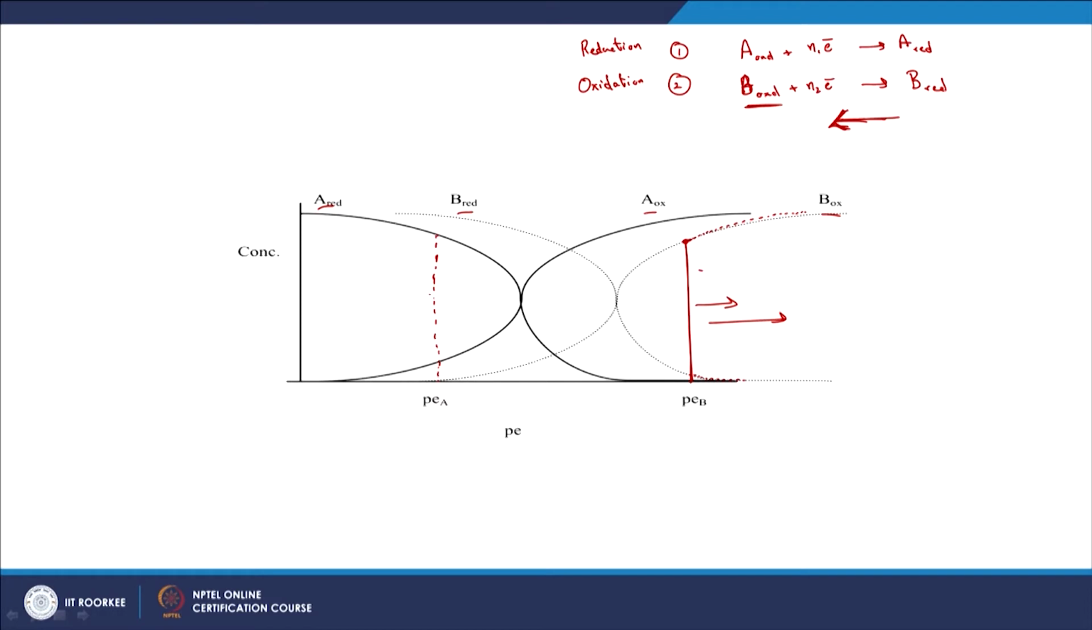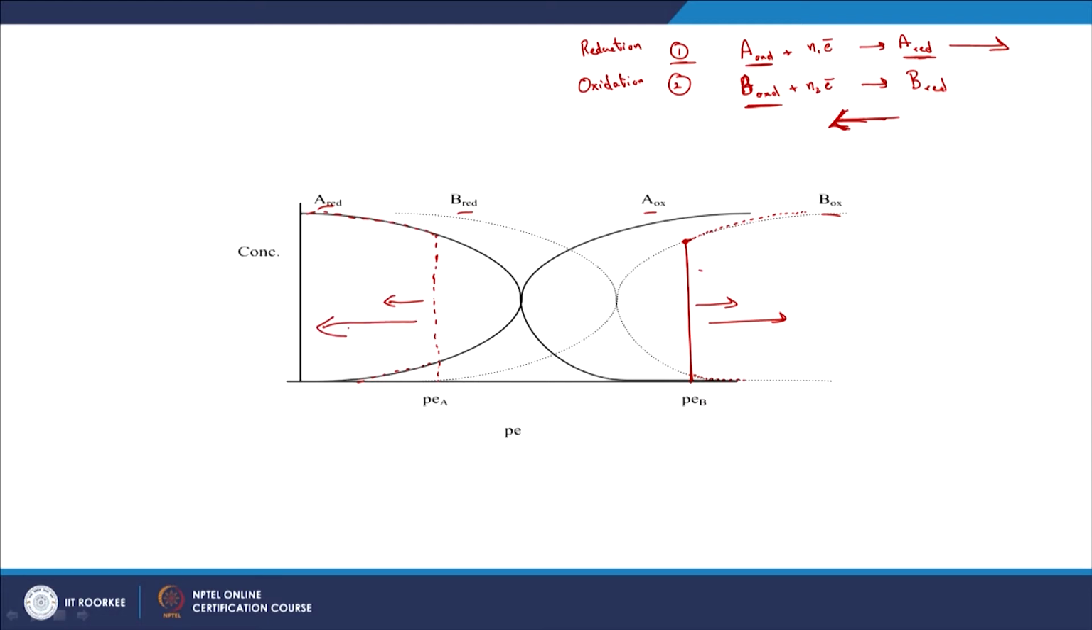So, now let us understand what is going to happen with this particular PE1 case. Here, if we consider that reaction 1 stays as reduction, as in this forward reaction is feasible, what does it mean? As it goes forward, A reduced increases and A oxidized decreases. Let us try to plot that here. A reduced increases in this direction, and A oxidized decreases in this direction, as in PE of A is moving in this direction.